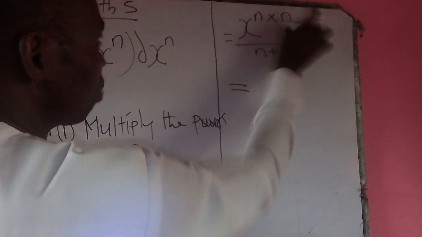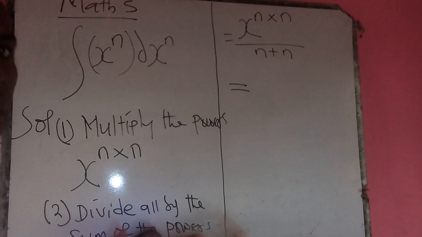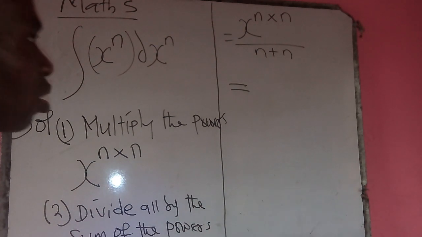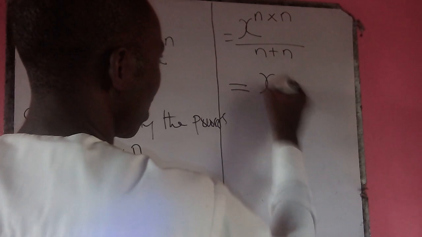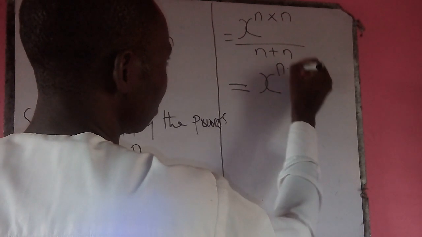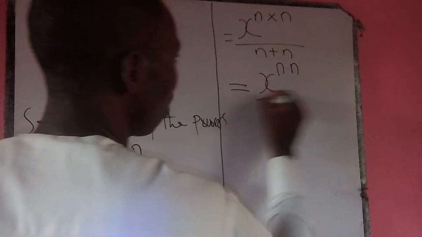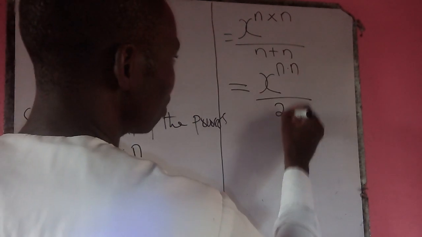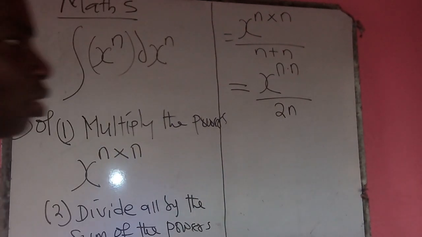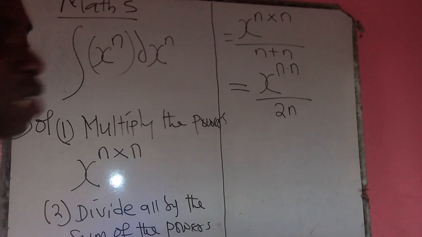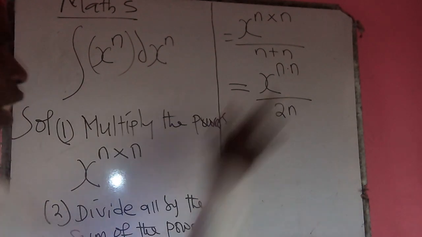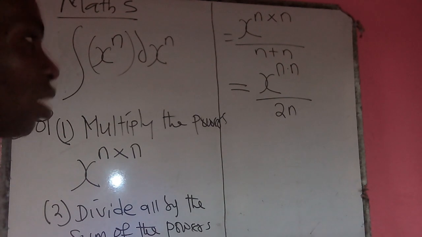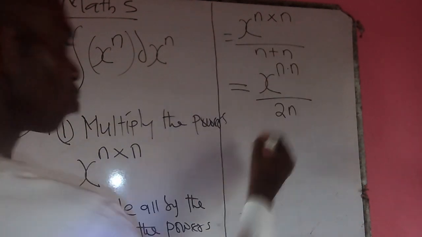Finally, if you multiply this, it will give you n times n, or n dot n. That's what we call dot product. You have x to the n dot n all over n plus n, which will give you 2n. So don't be confused. Whenever you see a question like this, this is a simple way you can start. Integration is very simple.